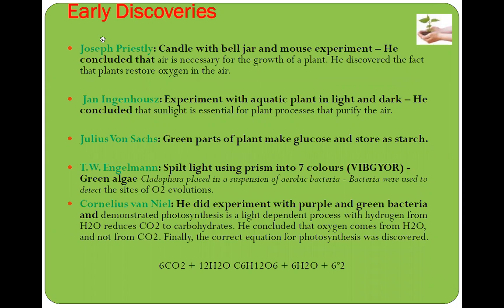Now there are several early discoveries which took place, right? So these are the names of different scientists who performed several experiments to understand photosynthesis. The first one was Joseph Priestley, with the candle with bell jar and mouse experiment, right? So he carried out the candle with jar experiment as well as a mouse experiment. So he concluded that air is necessary for the growth of plants, right? Now here, the candle with a bell jar, right?